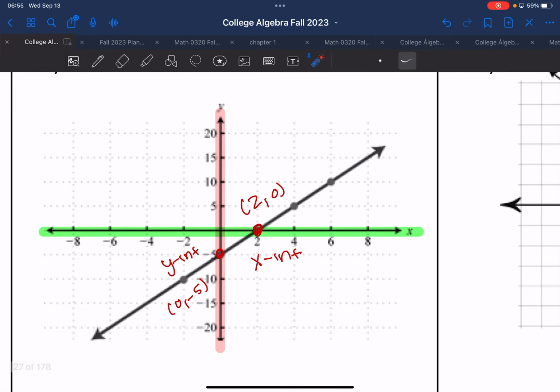If on an exam you switch these up and you write -5, 0 or 0, 2, they will be marked wrong. Okay, so make sure that we know where the 0 goes when we're writing a x-intercept versus a y-intercept.